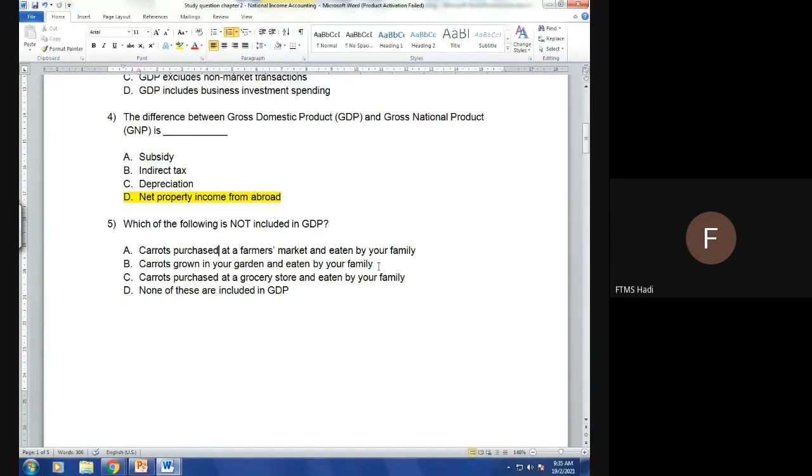This one betul kan? Because this one you beli and then you makan. Kalau carrots grown, duit keluar tak? Tak ada kan? That means that family ambil je carrots tu and then terus makan. That means no monetary transaction involved. So this one lah. Kalau tanam sendiri, makan sendiri, that means if you grow it yourself and consume it yourself, it cannot be used. Kalau purchase, yes, because you are spending. So that is question number 5.